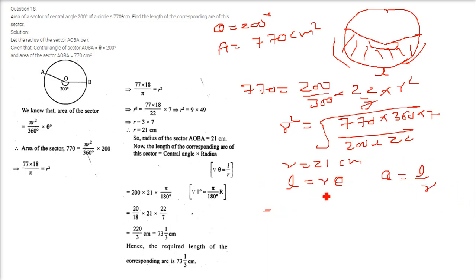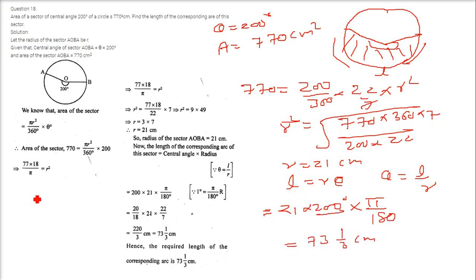So first of all, L equal to r theta, we have to find out the length of the arc. Radius is 21, and theta is 200. But this 200 is in degree, and this formula needs radian. So how to convert degree into radian? 1 degree is pi by 180 radian. So you just have to multiply by pi by 180, and this is going to come as 73 1 by 3 centimeter.